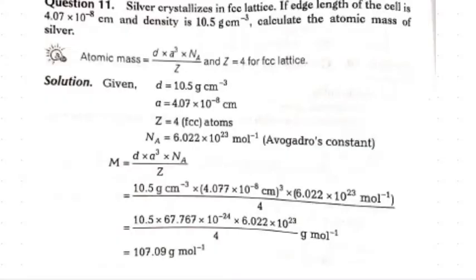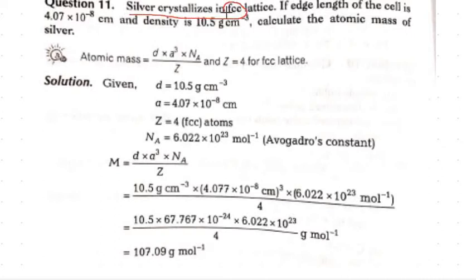Now as you can see on your screen, this is an example I have taken from your chapter exercise, which is given at the end of the chapter. It is question number 11. You may check the question later on. For now, just read the question and pay attention. Question number 11 says silver crystallizes in FCC structure.